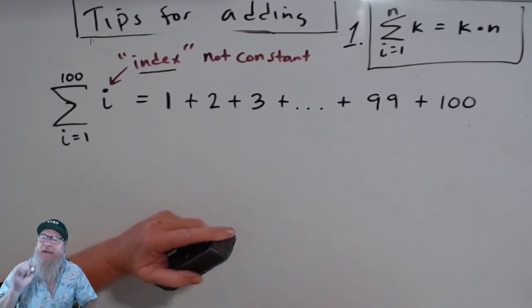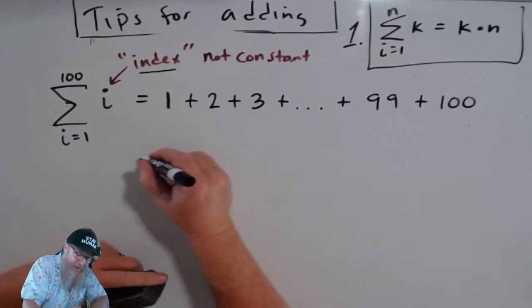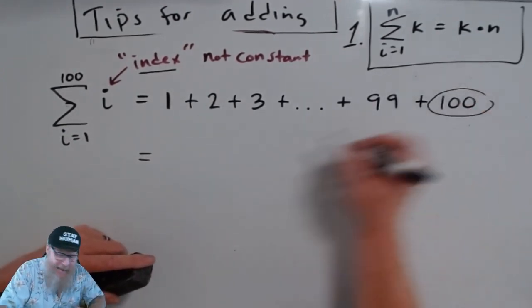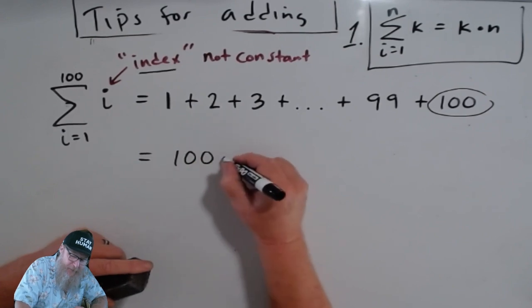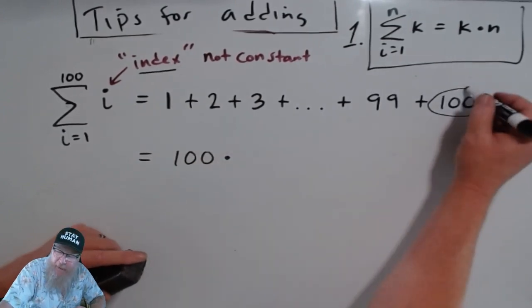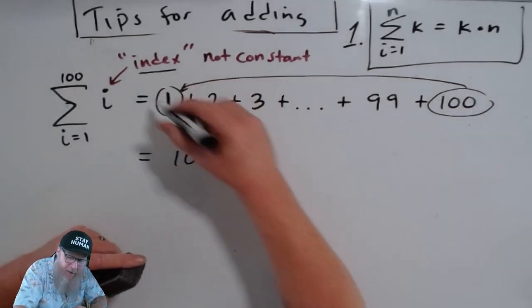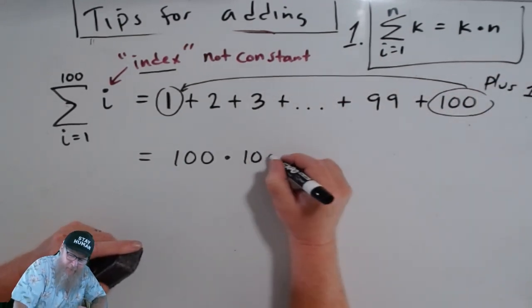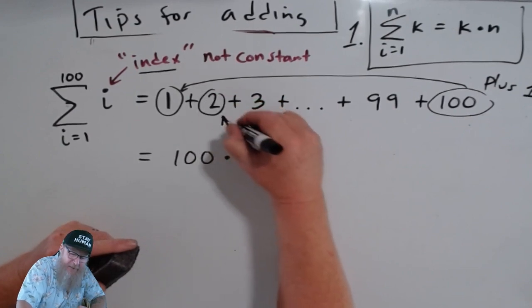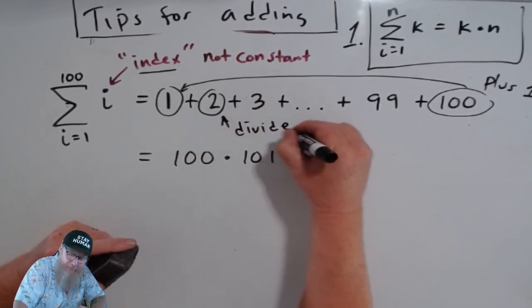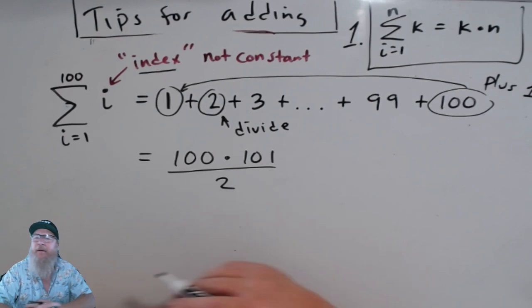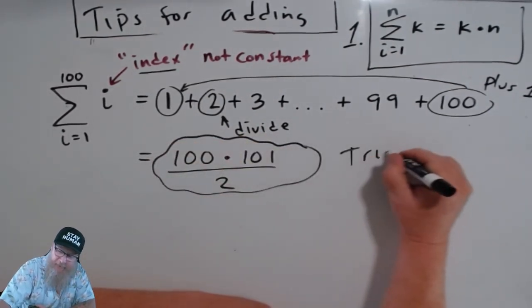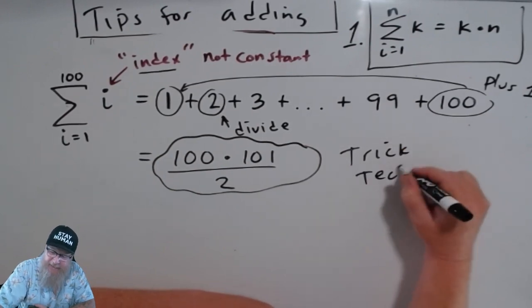And the trick is you don't actually have to add them all up. You take the last number, you multiply it by the last number plus 1, and then you divide by 2. I don't know if you remember this, but this was a trick or a technique.